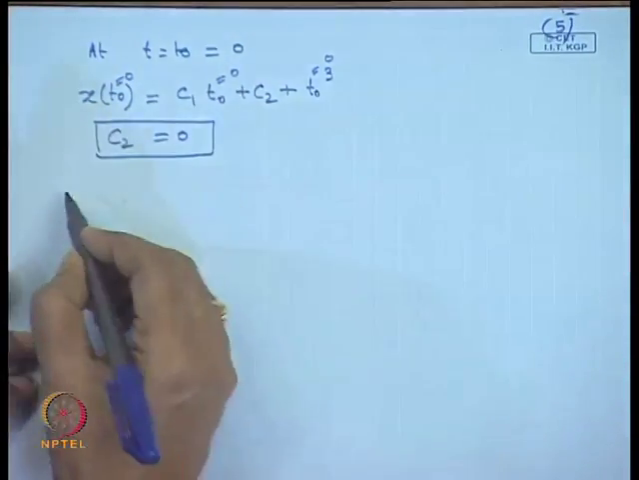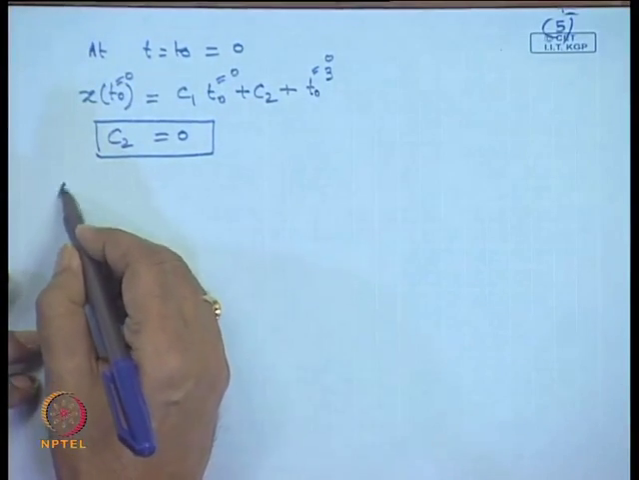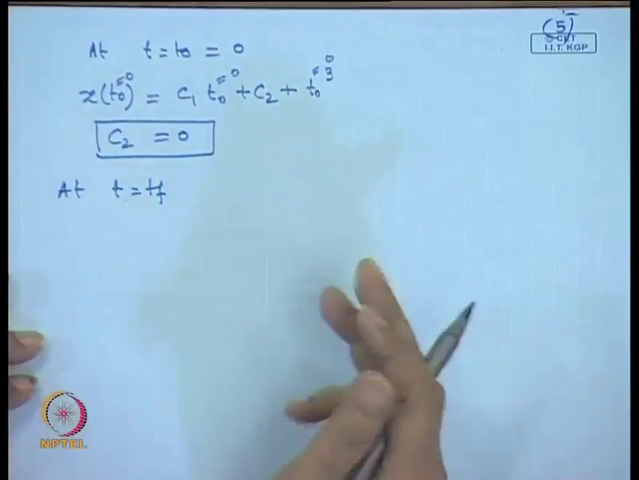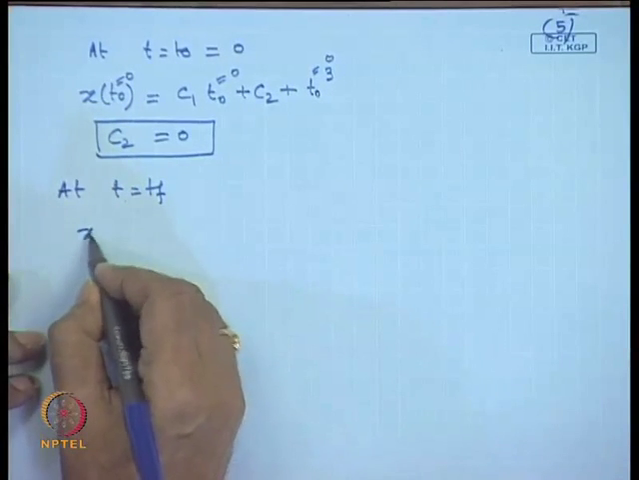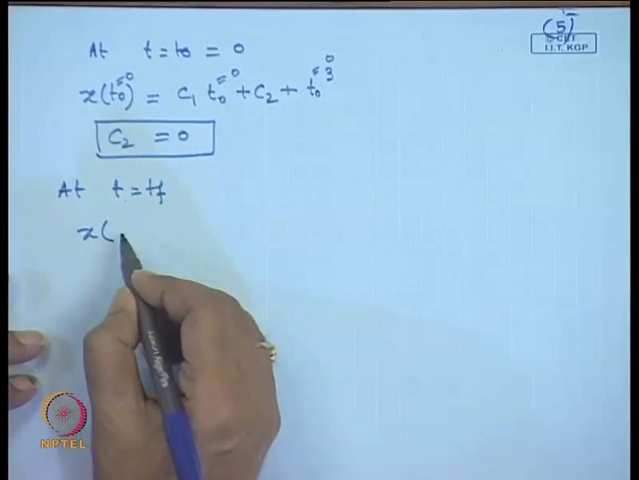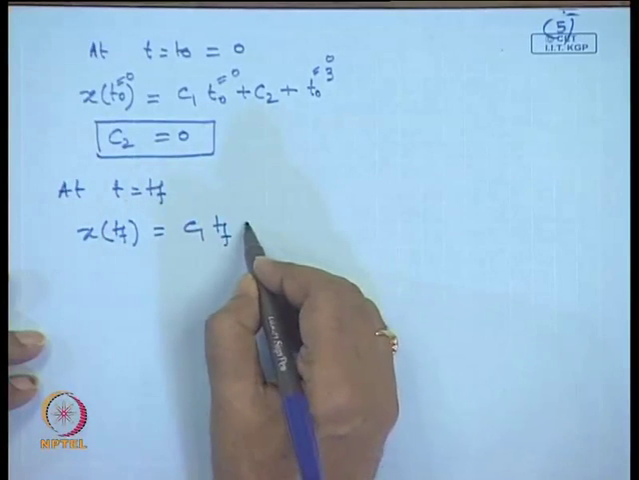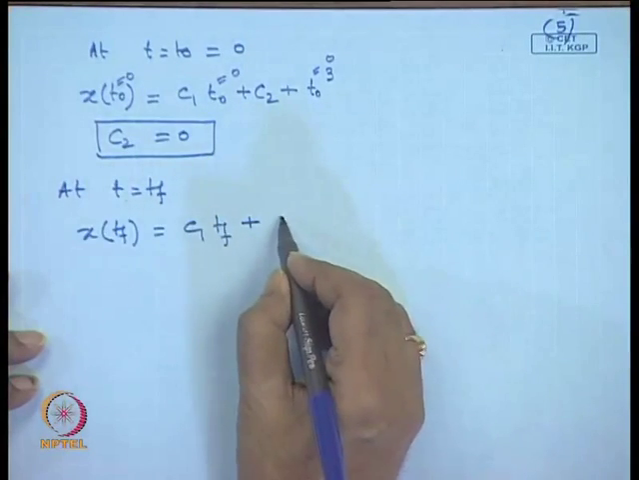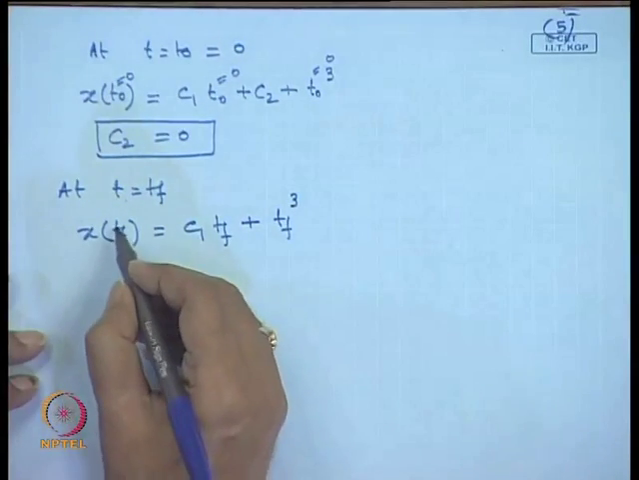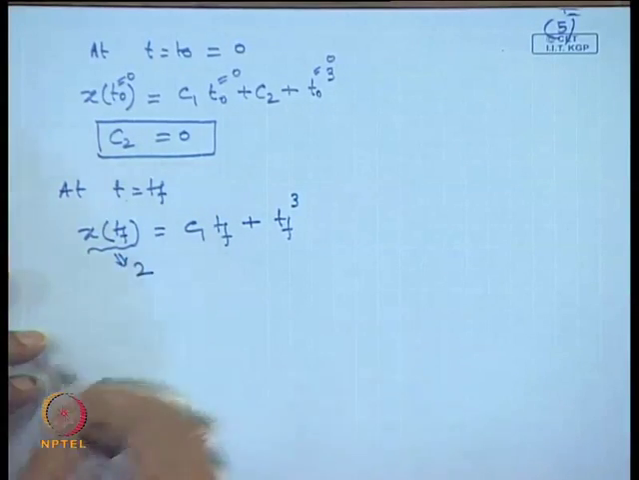Now, from the initial condition we got this. The next is at time t is equal to t f, which is unknown, is free. Then from equation 2, we can write x of t f is equal to c 1 t f plus c 2 value, which is 0, we need not write it here, t cube. So, x of t f given in the problem is 2.